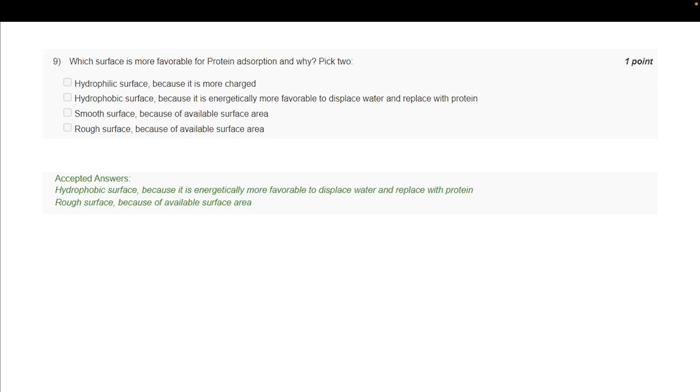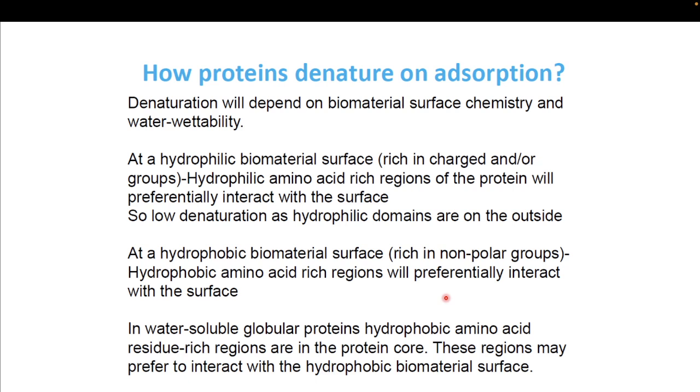No? Okay. Yeah, one of you was correct. The correct answer is hydrophobic surface because it is energetically more favorable to displace water and replace with protein, and then a rough surface because of available surface area. So this has to deal with how proteins interact with the surface of a biomaterial.